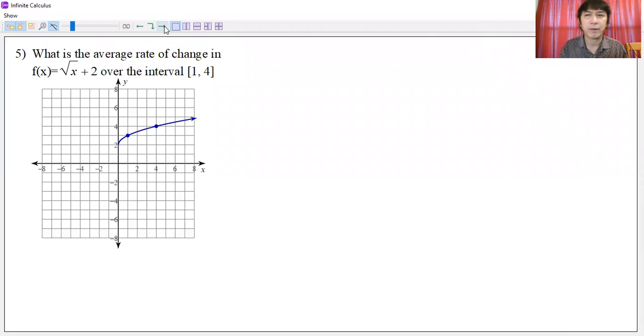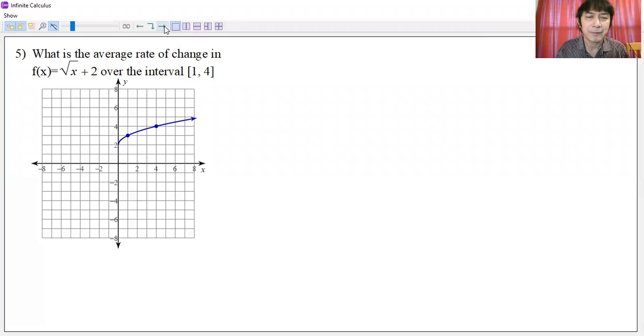Let's have number 5. Okay, what is the average rate of change in the function f of x equal to square root of x plus 2 over the interval 1 to 4? Okay, so we have a bonus graph here. And all right, we have the points here.